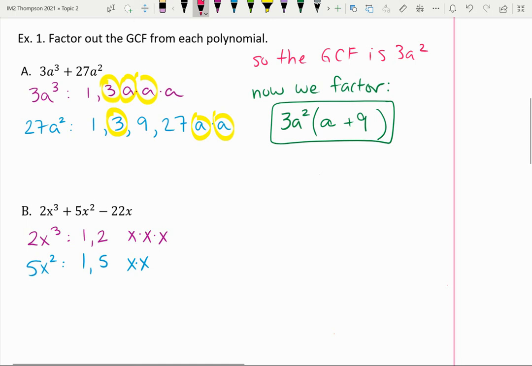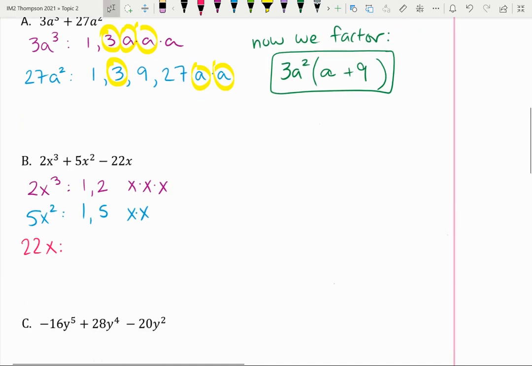Then I have 22x. Numbers that multiply to 22. Let's see, that's not prime. 1, 2, 11, and 22. And I have an x. What is the biggest number that goes into all of those? 1. That's all I got. Okay. So they're called relatively prime.